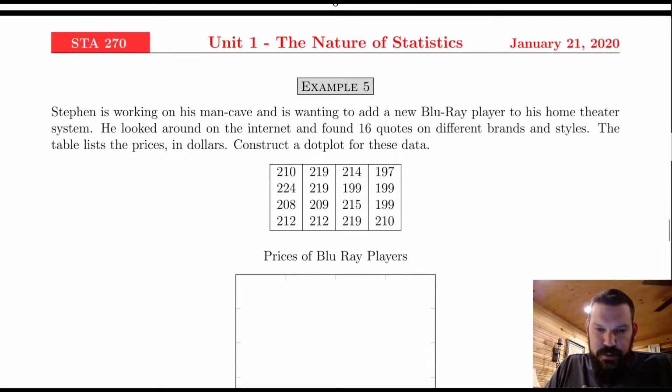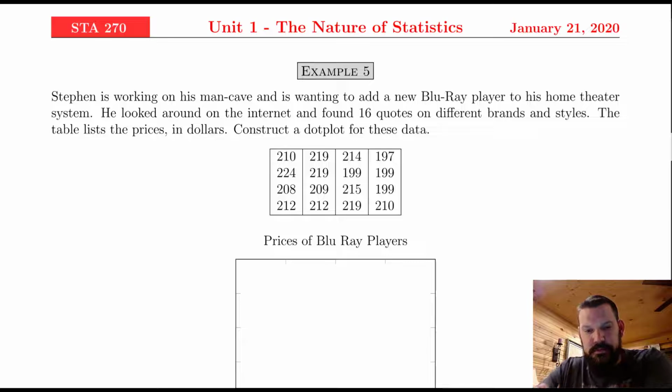So here with example 5, Stephen, yes, that's Stephen, is working on his man cave upstairs, and he's wanting to add a new Blu-ray player to his home theater system. Stephen's always investigating everything that he does, so anything that he does to his truck, it is not without exhaustive research on what's the best and maybe the most affordable upgrade to go with. So we're going to use him as an example and say that he is upgrading his man cave upstairs. So he looked around on the internet and he found 16 quotes on different brands and styles of Blu-ray player. The table that you see right here lists the prices in dollars.